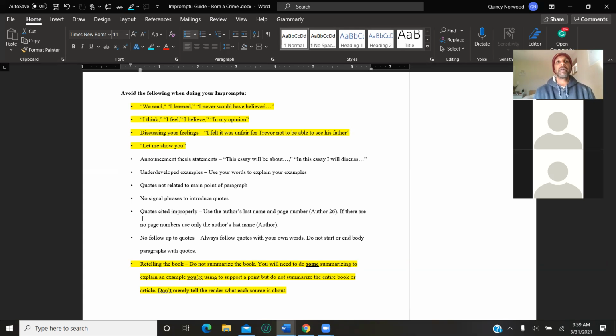I felt it was unfair for Trevor not to be able to see his father. Instead of saying I think it was unfair, you can say, apartheid prevented Trevor from having a relationship with his father during his childhood. How you felt about that is important, but it just doesn't have a place in this essay.